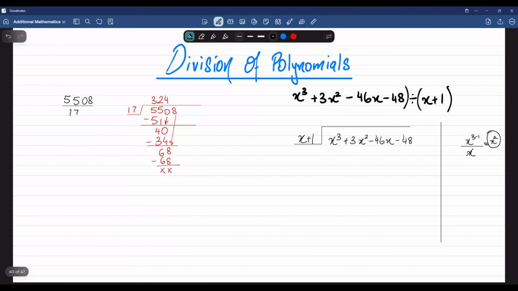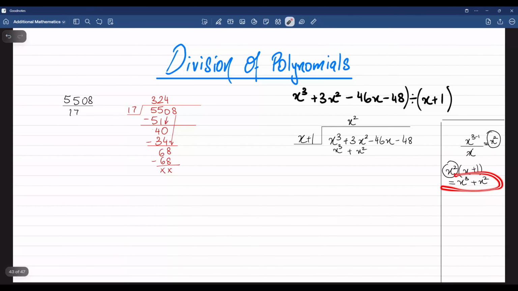Now we multiply this x squared by the divisor, which is x plus 1, and whatever answer comes up, we'll write it here. x squared multiplied by x plus 1 is x cubed plus x squared. Again, we are finding x squared: first we say that the closest term to x cubed is x squared, for which we get x cubed plus x squared, which is the term we have right here.